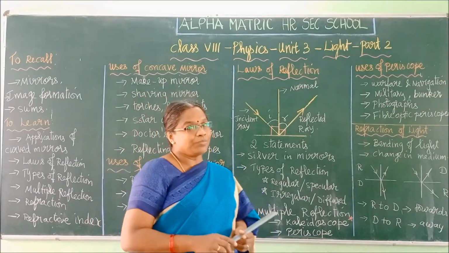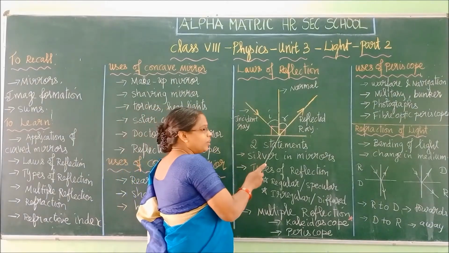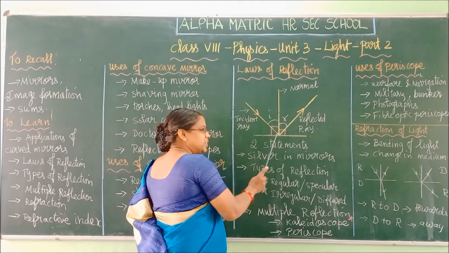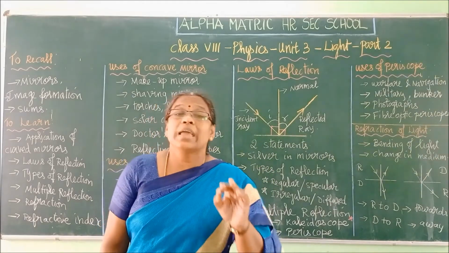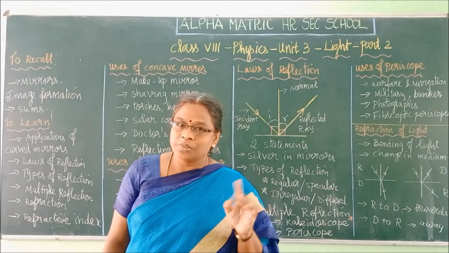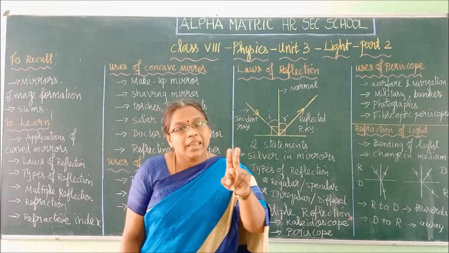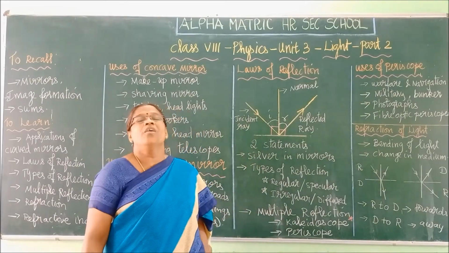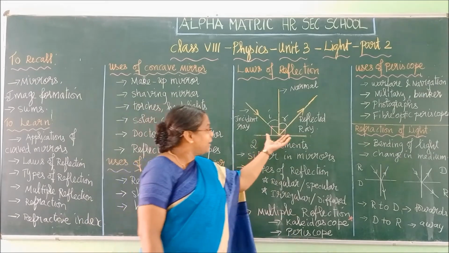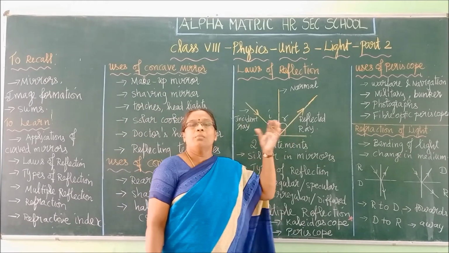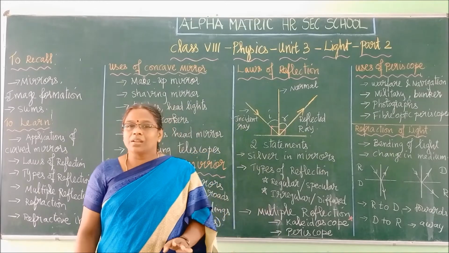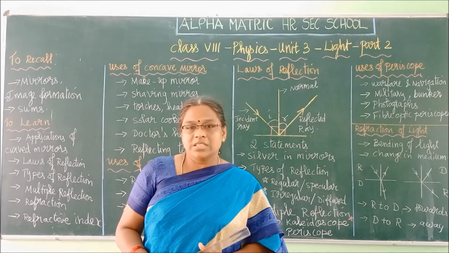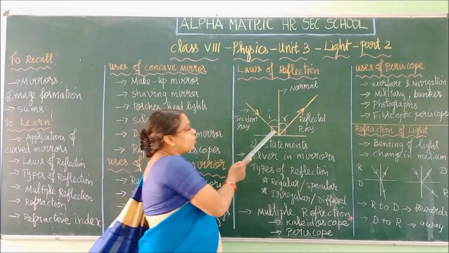What is the first law? The incident ray, the reflected ray and the normal at the point of incidence all lie in the same plane. This is your first law. What is your second law? The angle of incidence will be equal to the angle of reflection. In the diagram I have drawn it roughly only, but when you do it practically and measure the angles of incidence and reflection, they will be the same. Okay, right.